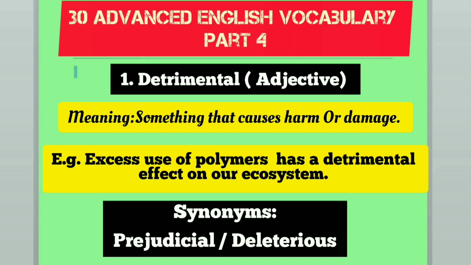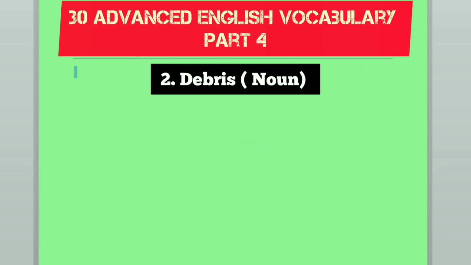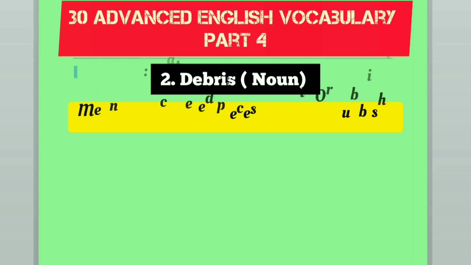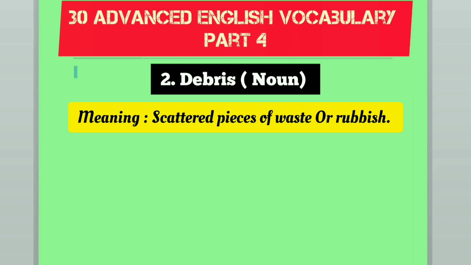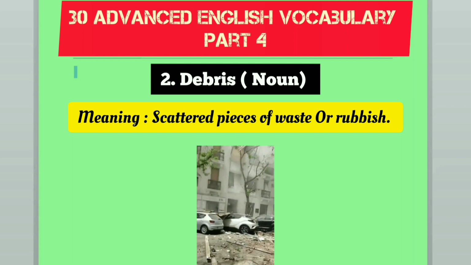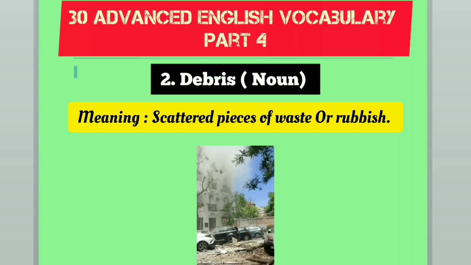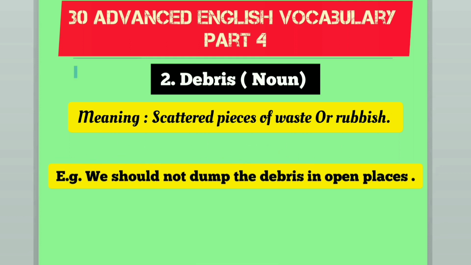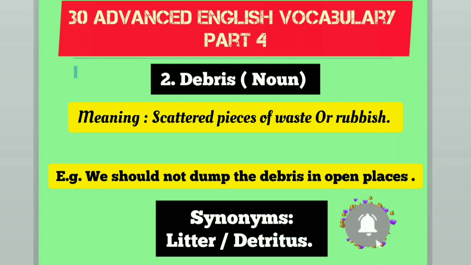So up next we will see the second advanced English vocabulary, which you see on your screen, is debris. Debris is a noun. Debris means scattered pieces of waste or rubbish. So let's see how to use this wonderful vocabulary. We should not dump the debris in open places. It's quite detrimental. We should not, right? We should dispose the debris properly. So we can use two synonyms, the first is rubble, and the second is detritus.